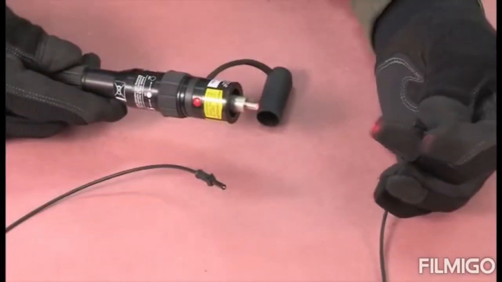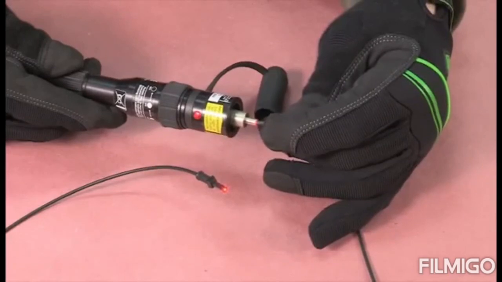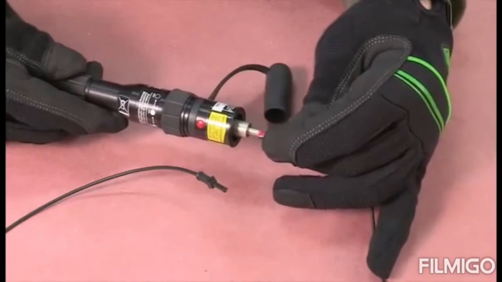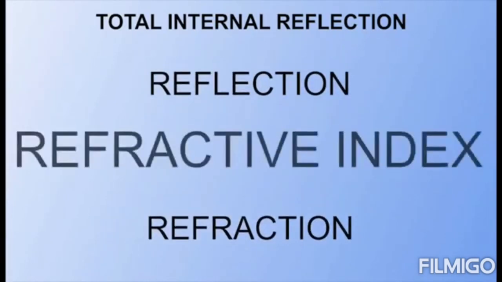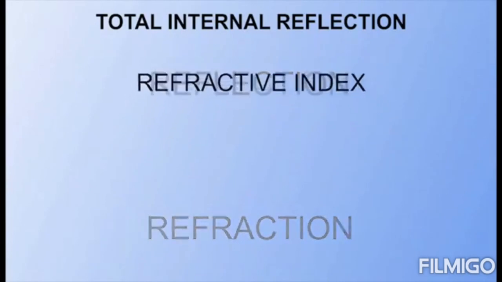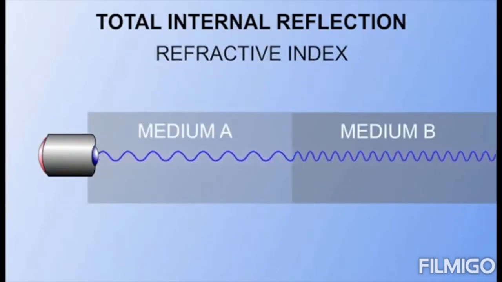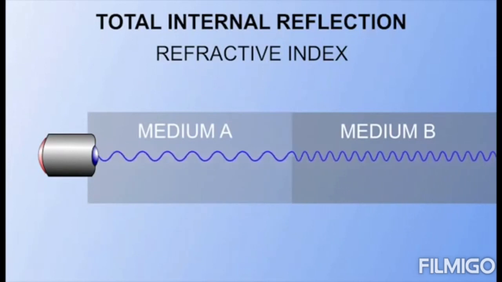The ability of a fiber optic strand to transmit data is based on the optical phenomena of total internal reflection. Light waves have three primary properties that affect total internal reflection. These are reflection, refraction, and refractive index. Here we see a light wave as it propagates straight through two different mediums. The speed of the light wave changes depending on the medium through which it passes.